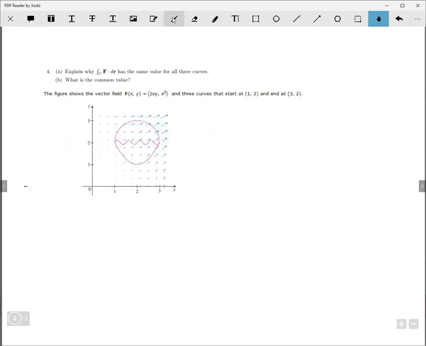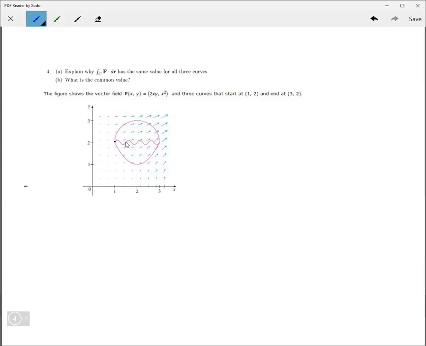Okay, so number 4. What's happening here is you're starting from this point here and you're going to that point, and they're telling you 3 different paths. So this is path 1, and this is path 2 right here, going this way. And then this is path 3, going that way.